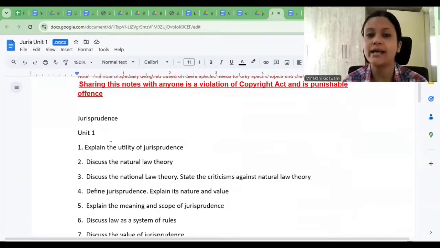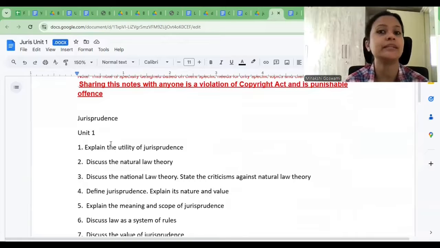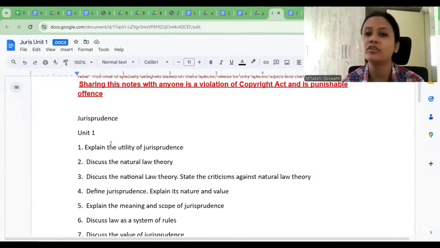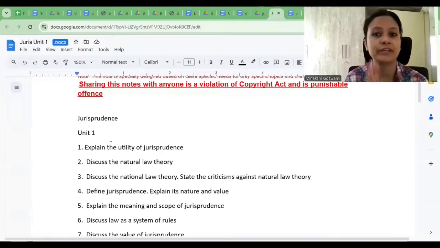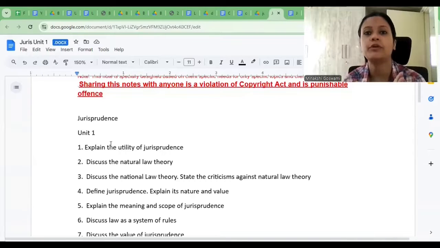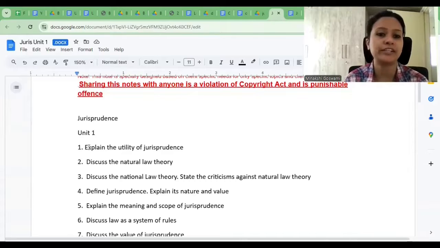As KSLU has changed the question paper pattern, I have also made a detailed video showing you the notification wherein they explained what the new question paper pattern will be like. So make sure you have checked that out, and that you know what the question paper pattern is before you appear for your exam. Now let's look at the questions.